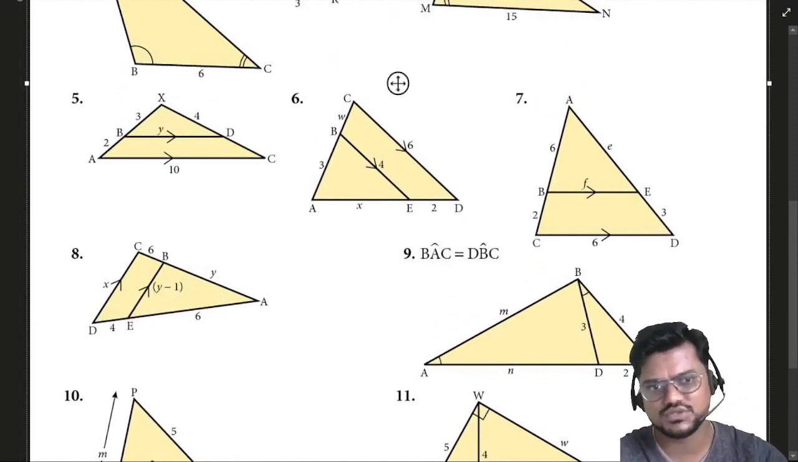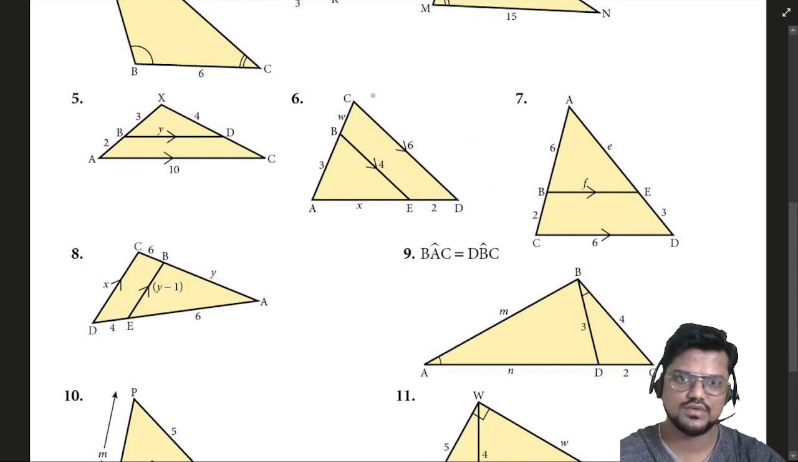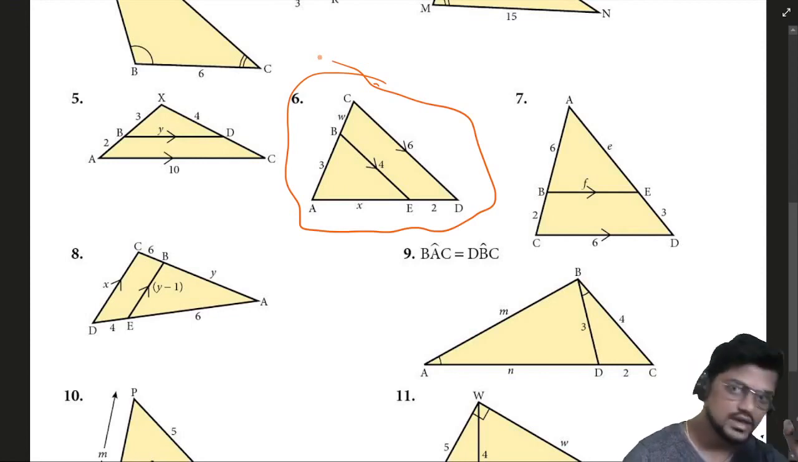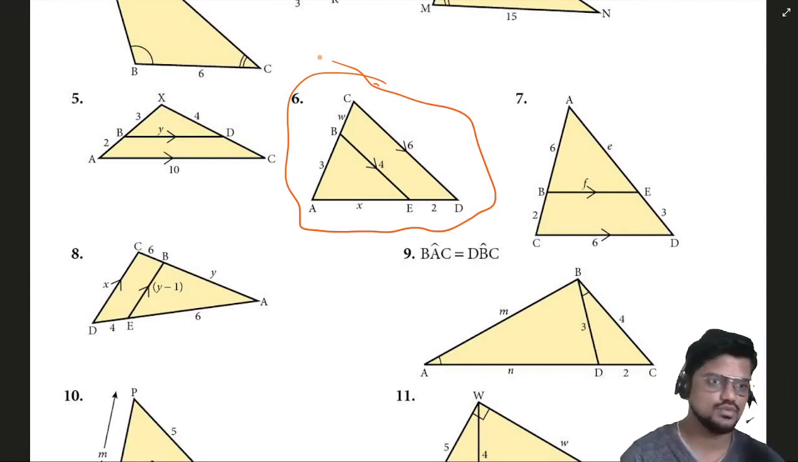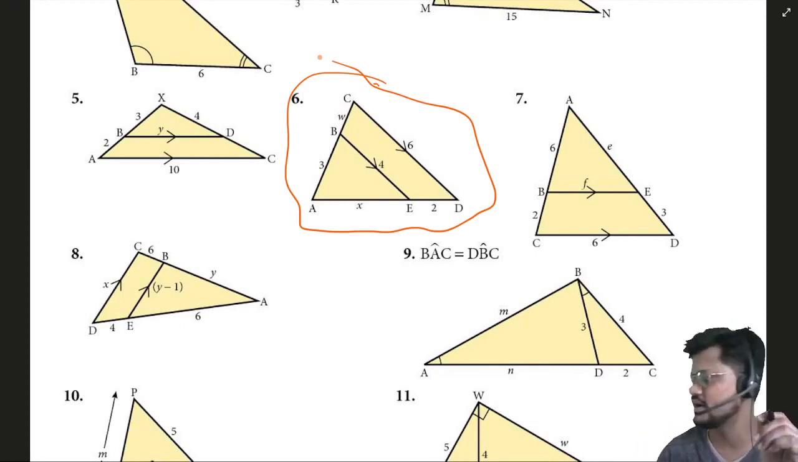To solve this fifth question, not fifth. If I ask you to solve the sixth question, can you solve? Get the values of y, x and w. Can you do it? Please do it. And tell me what are the values of y and w and x.